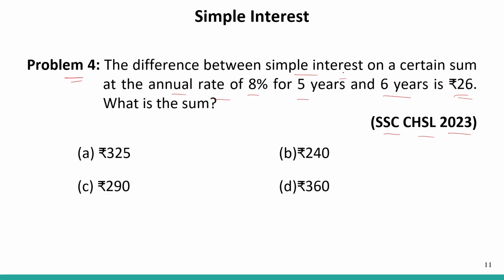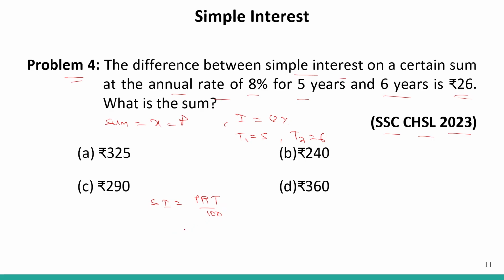So the difference between simple interest on a certain sum, okay, let that sum be P, that is equal to the principal amount. Okay, at the annual interest rate of R is equal to 8%. T1 is equal to 5 and T2 is equal to 6. Okay, so SI is equal to what? PRT by 100 when R is given in terms of percentage. Okay, this is what we know.